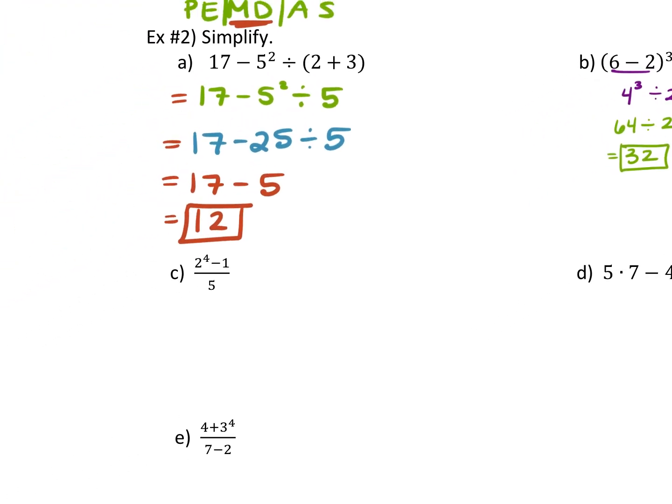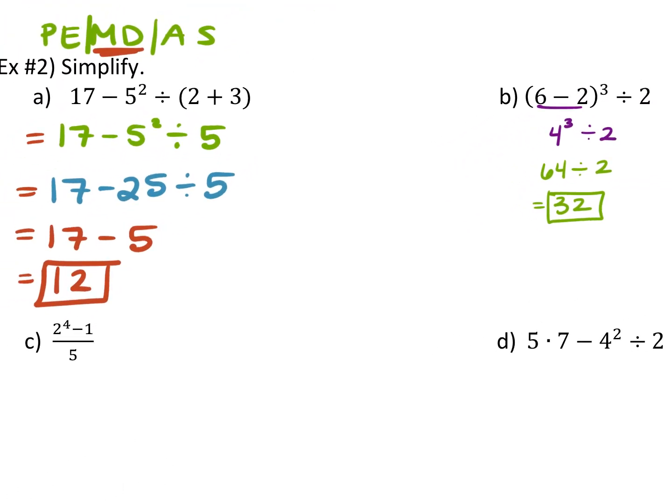All right, moving right along. Letter C. Now here's where the division bar comes into play and can sometimes cause a little bit of drama. What should be the first thing you do on this problem? The exponent. Start with the exponent. Anyone know what 2 to the 4th power is? It's 16. So 16 minus 1 divided by 5.